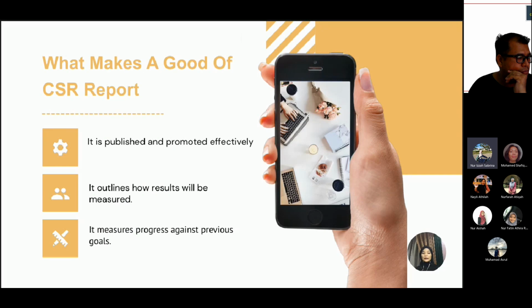Last but not least is it can measure progress against previous goals. That means each CSR report should have a strong relationship with the previous one, showing what has improved in a company's operations since its publication. By analyzing CSR reports, stakeholders should be able to track a company's social responsibility journey.